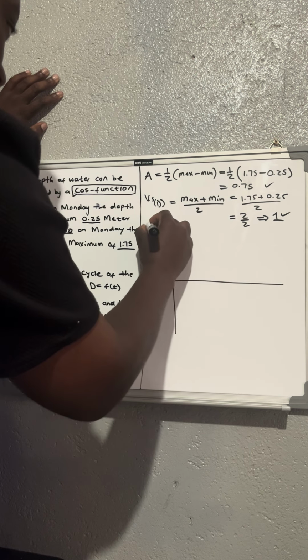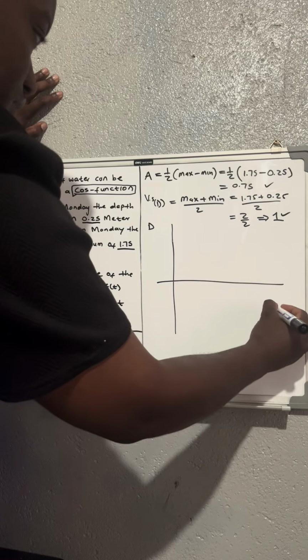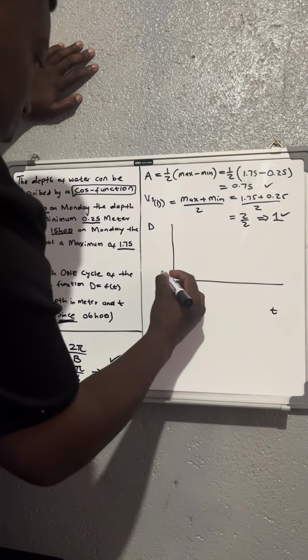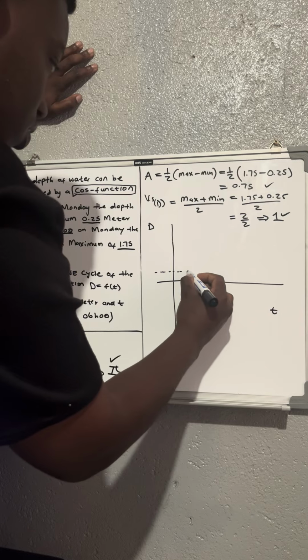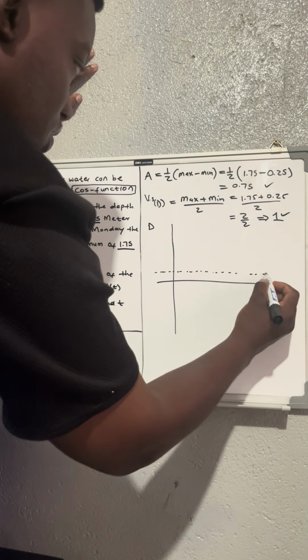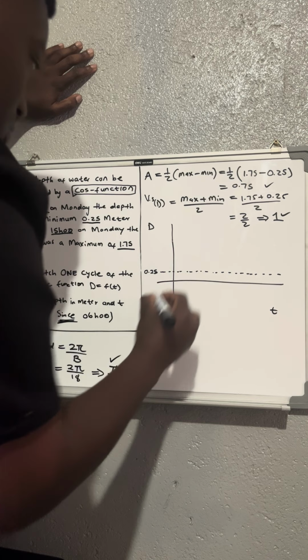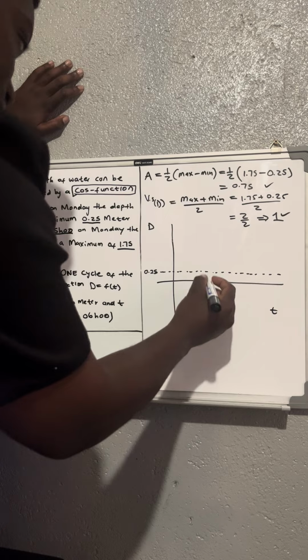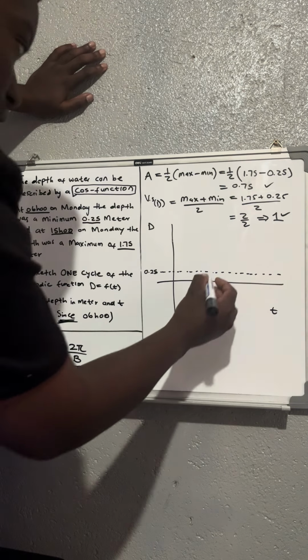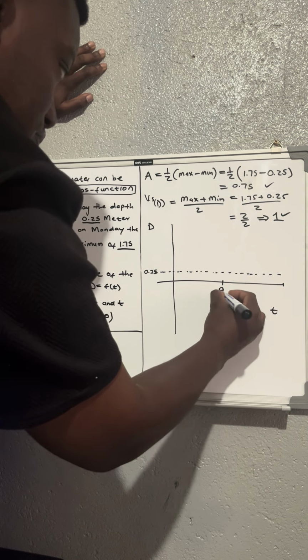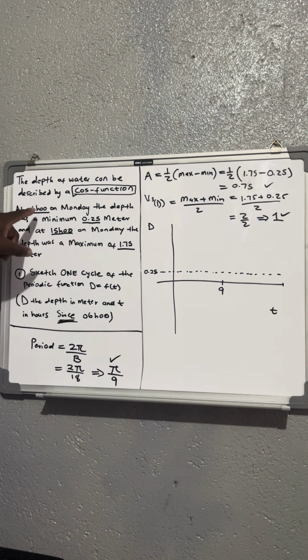In this side we're going to have our d, then this side we're going to have our t. We will start at our minimum value. Our minimum value is going to be, let me just write it here so that it's available, 0.25. Then I would make a nice spacing from here to here. Here is where we're going to have that 9 hours, which is the difference between 6 and 3.